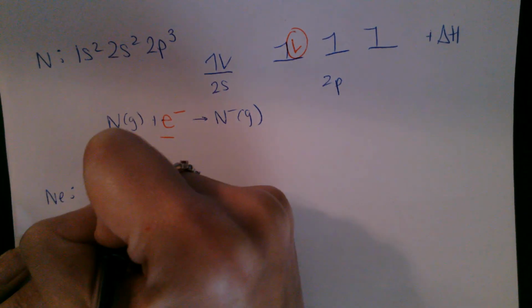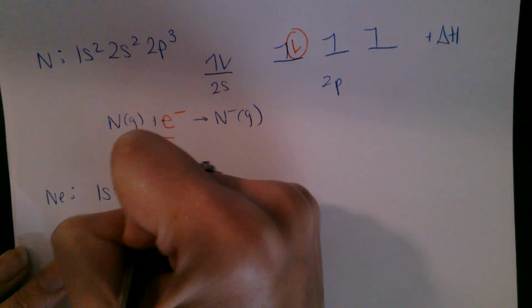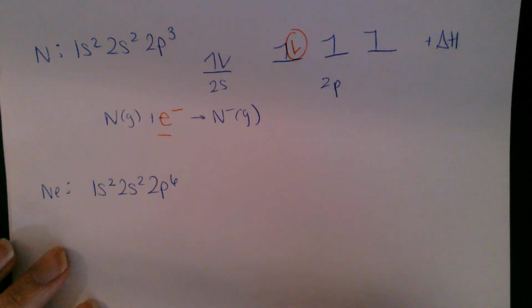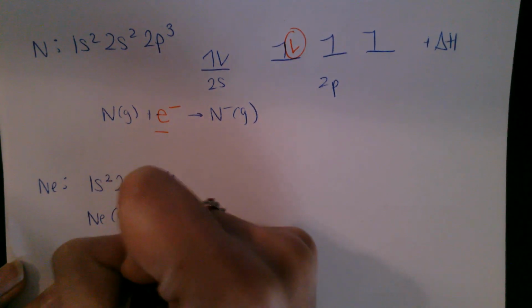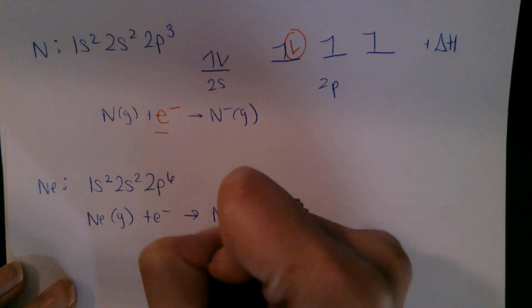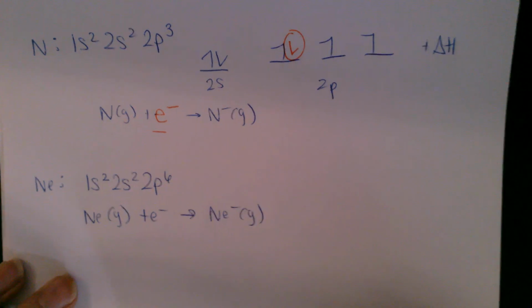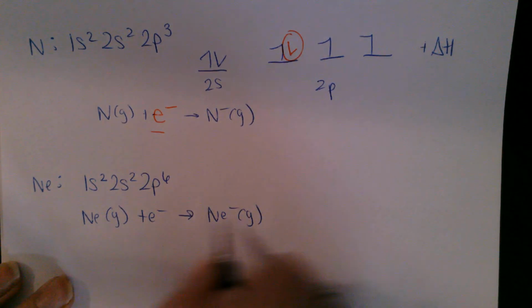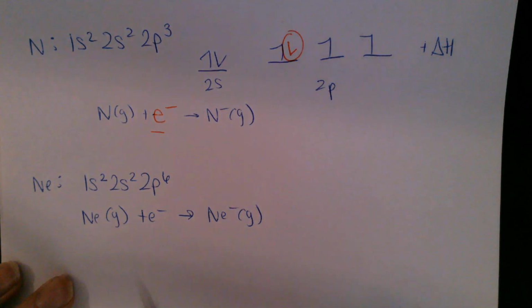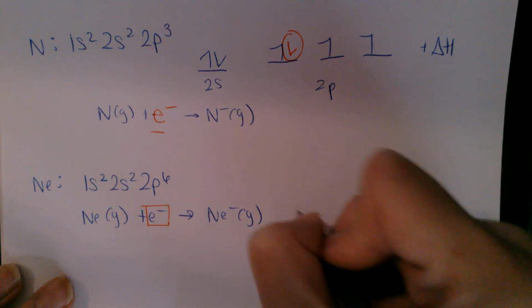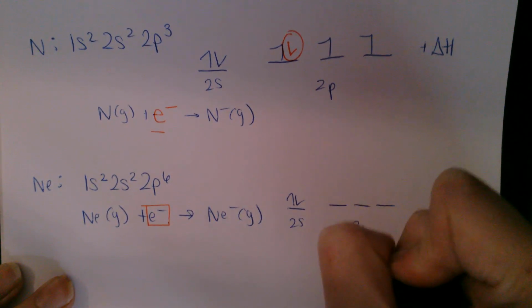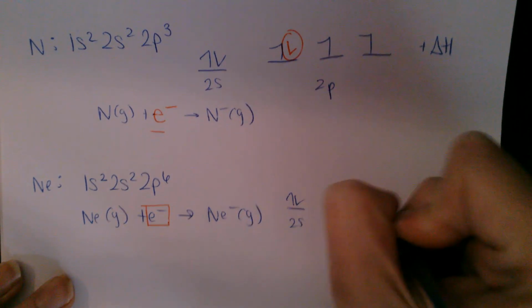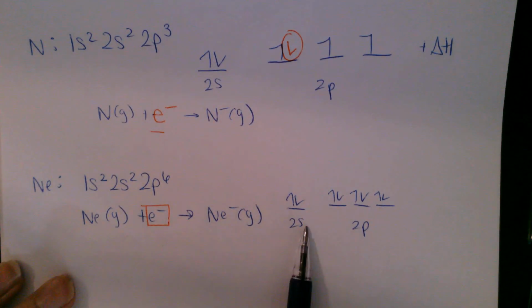So neon is 1s2, 2s2, 2p6. For neon gas plus electron to go to neon minus gas, you probably guessed it, that electron, which I've done in red here. So this electron would go, 2s, 2p. Okay, so neon has the S and the P filled.